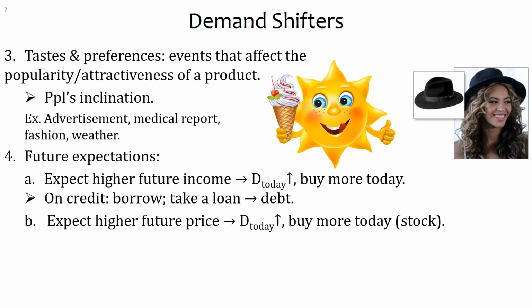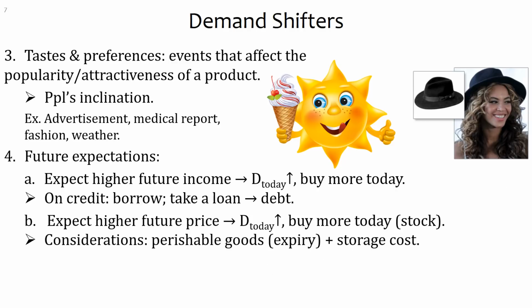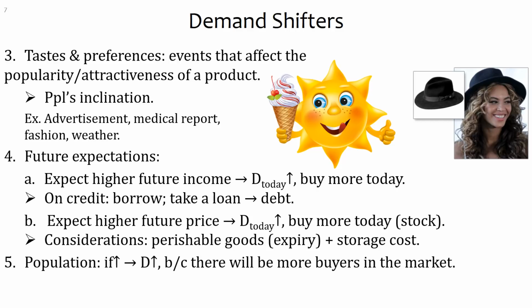Okay, so because you anticipate higher price in the future, you're going to buy some more today. Now there is a caveat here. This doesn't apply to everything. So perishable goods are an exception. So think of milk. If you know the price of milk is going to go up in 6 months, are you going to go buy a whole lot of milk today? Doesn't make sense. And there's also storage cost, so you have to take that into account. So there is some limitations with this.